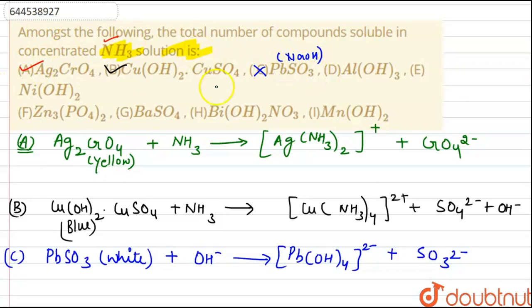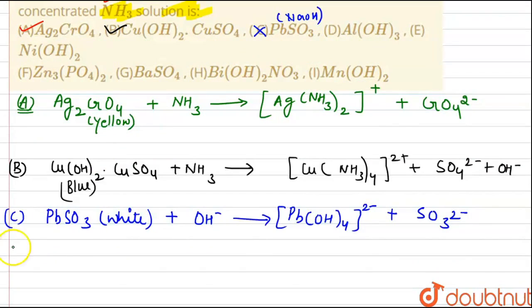Now moving on to the fourth one, Al(OH)3. When it reacts with ammonia, it is also not soluble in ammonia; rather, it is soluble in sodium hydroxide. So its reaction with ammonia is not possible.